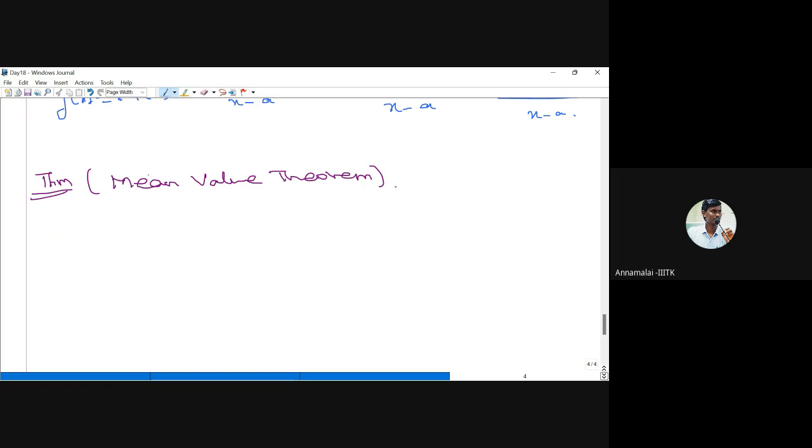So what does the mean value theorem say? Before going to the mean value theorem, the important thing is Rolle's theorem, and the corollary of Rolle's theorem is the mean value theorem. Anyway, let me state the mean value theorem. Suppose we have a continuous function from the closed interval [a, b] to R.